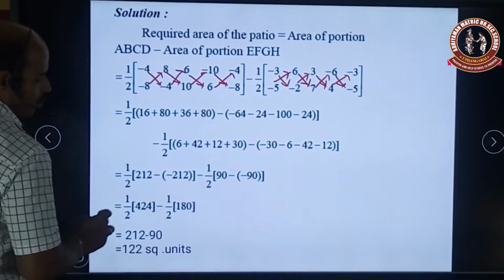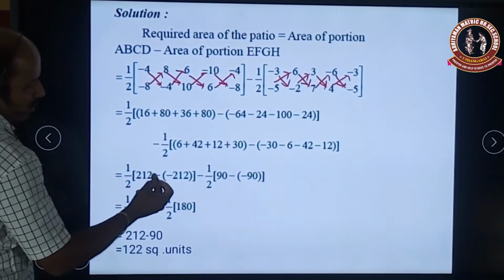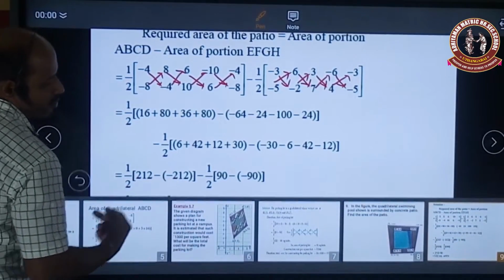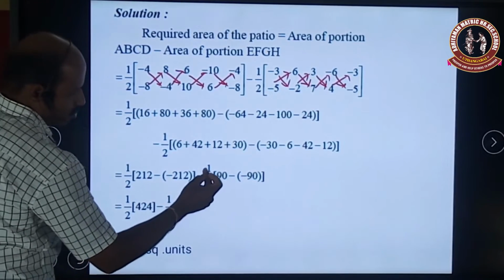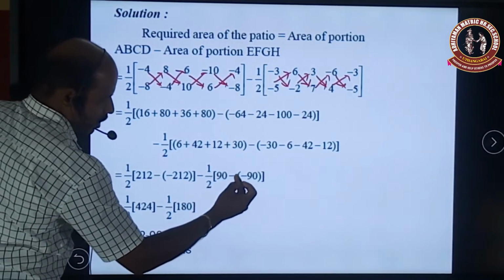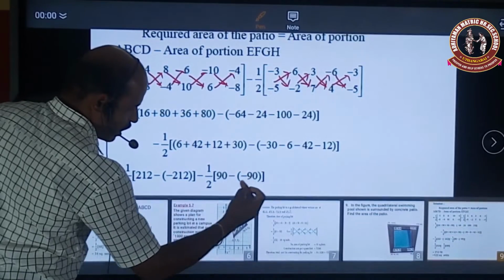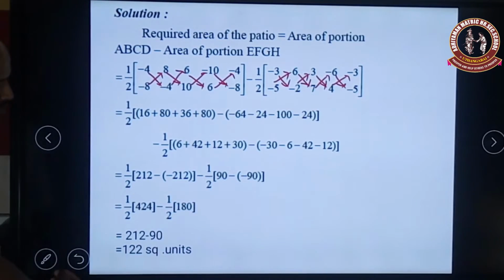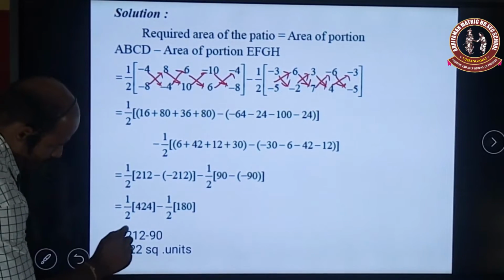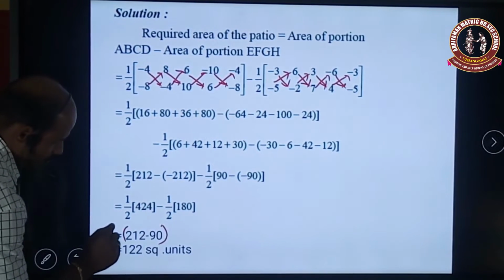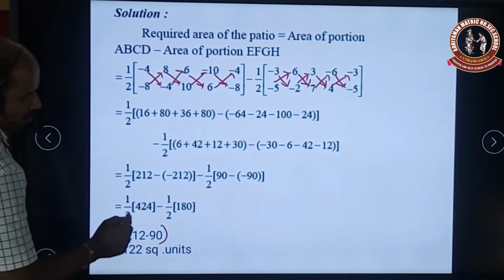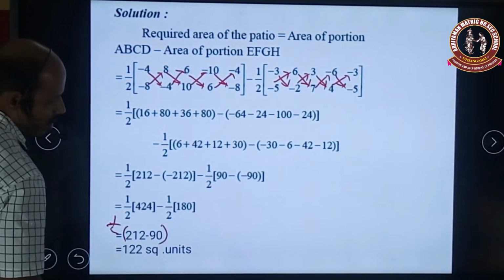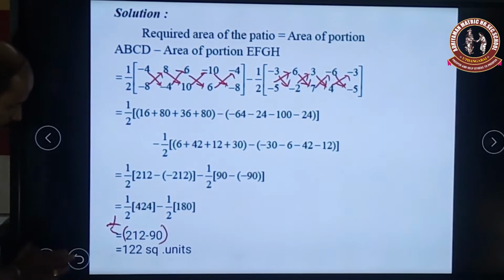That is equal to 1 by 2 into 212, minus into minus plus, 212 plus 212 equal to 424, minus 1 by 2 into 90 minus into minus plus 90 plus 90 equal to 180. That is equal to take 1 by 2 common. One by 2 into 424 minus 180. Sorry.